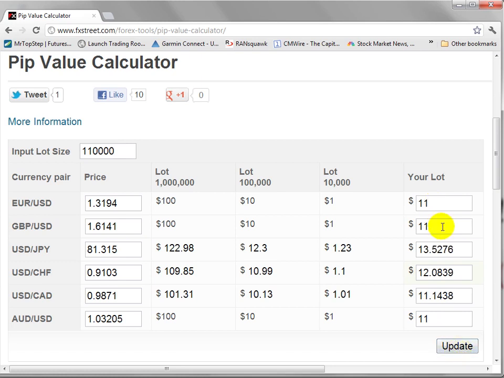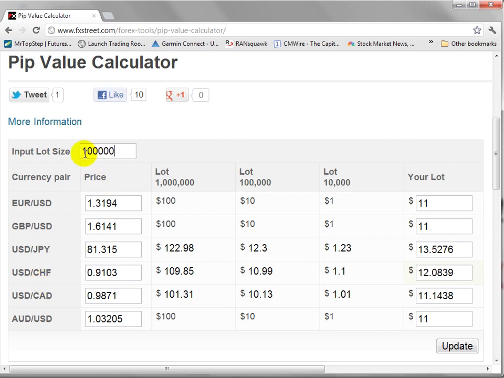Now where this really saves us time is in currency pairs in which the dollar is not the quote currency, such as the dollar yen or the dollar franc. In this situation, any profit or loss that we make has to be converted to dollars, as we've learned over and over. But this time around, there's no math involved.